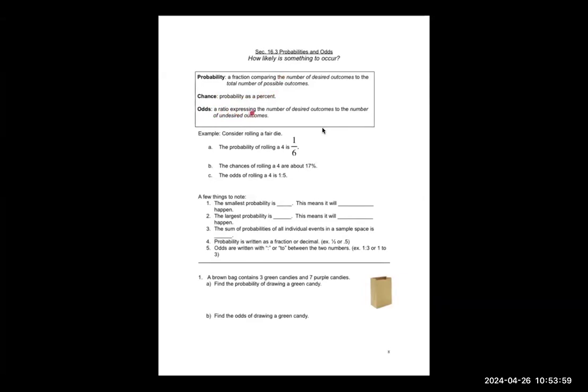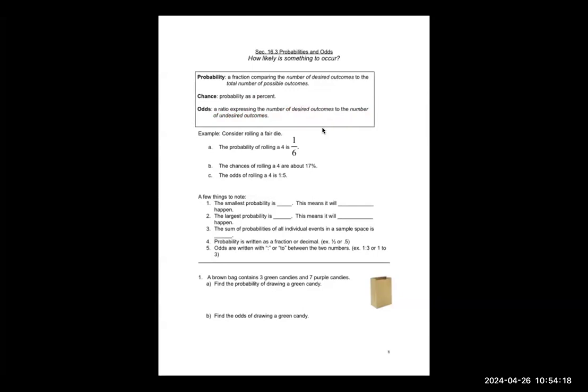So we'll practice writing them in all three different formats, but odds is a ratio expressing the number of desired outcomes to the number of undesired outcomes. So notice how the number of desired outcomes comes first, and second is the undesired.